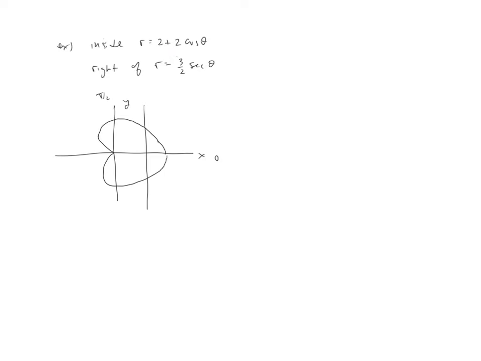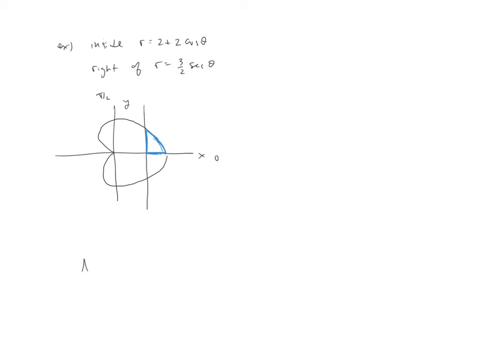Inside the cardioid and to the right of the line would be this guy right here. So again, I'm going to always use symmetry when I can. And so my focus now is going to be on this region right here. I'm going to shade that in, the borders at least, in blue. So that's what I'm going to find.